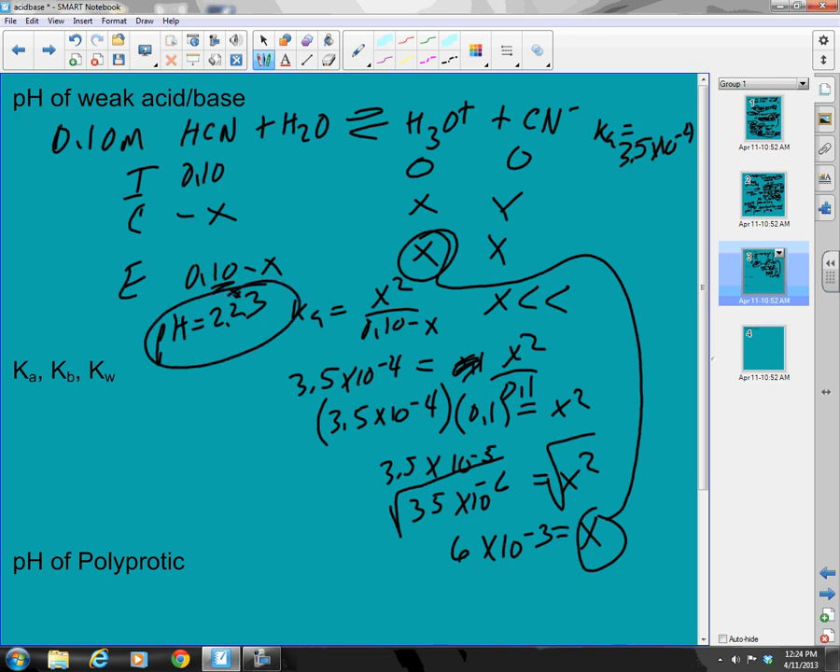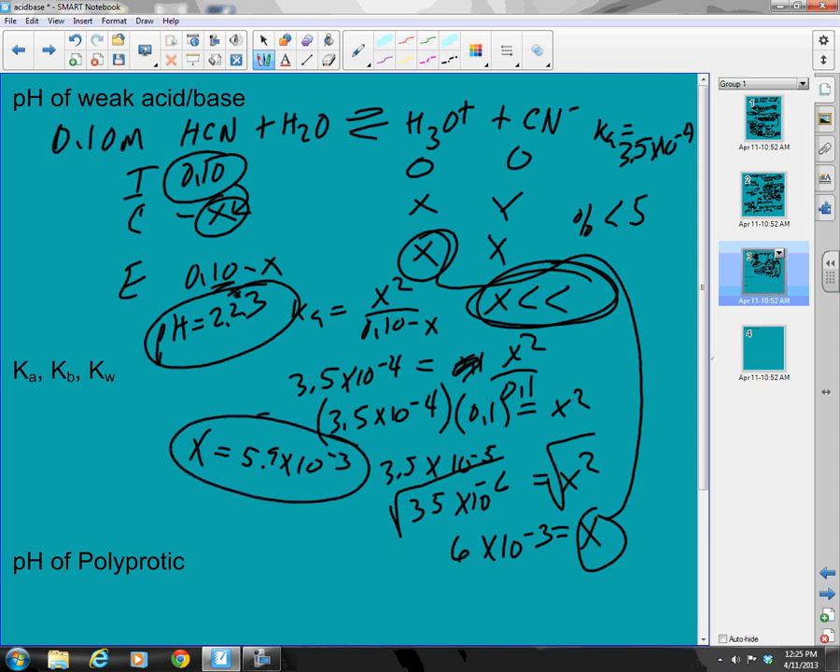Now, when can I use this assumption? Well, roughly when my percent ionization is less than 5%. And what is percent ionization? It is this number divided by that number. So we said our x was equal to, what exactly was my x? Our x was 5.9 times 10 to the minus 3rd.